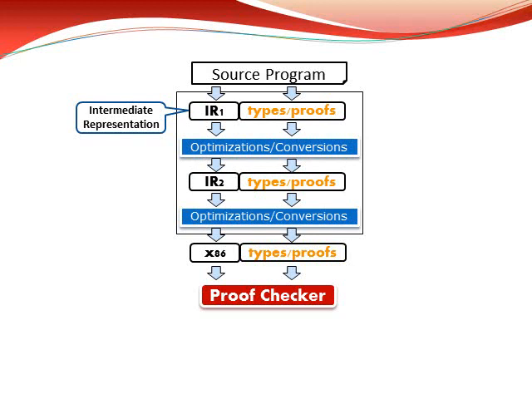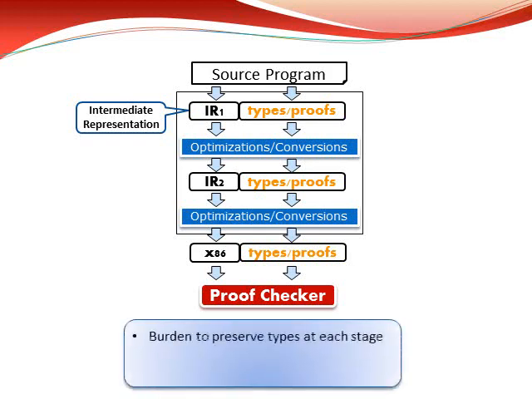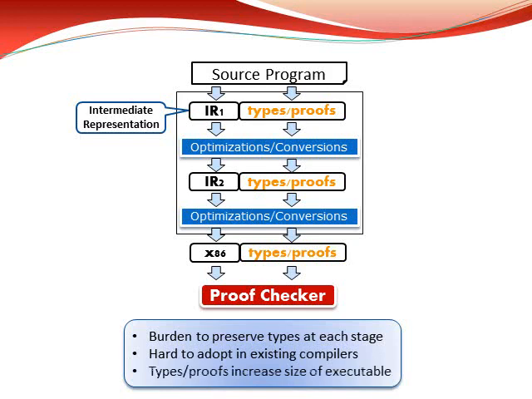And together these have to be optimized and converted through the various stages. And it can be quite a burden to do this for all these stages, which makes it hard to adopt these types and proofs into existing compilers. Furthermore, the final types and proofs output increase the size of the executable file.